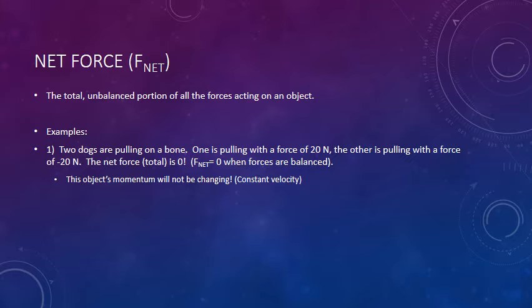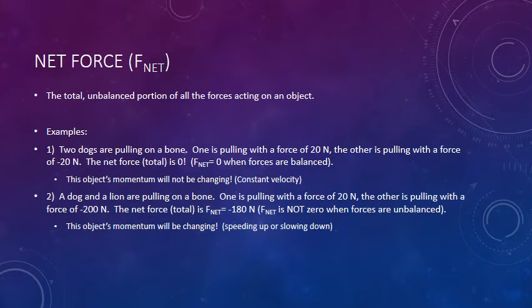Those two forces cancel each other out. So the net force on an object is always zero when the external forces are balanced. In this case, that means the object's momentum will not be changing. If you ever have a net force of zero, your object will be moving with a constant velocity, without a change in momentum.